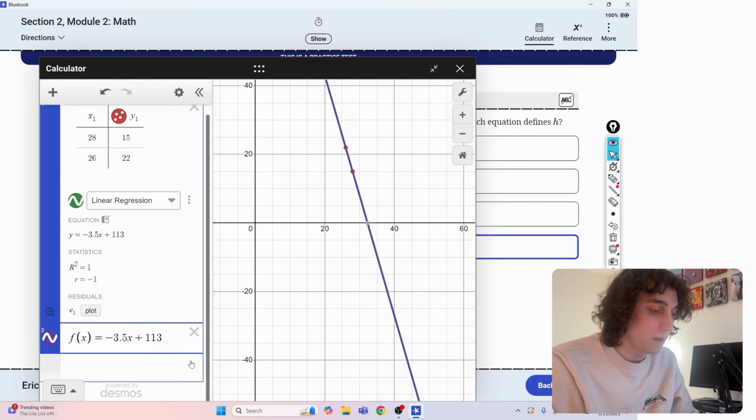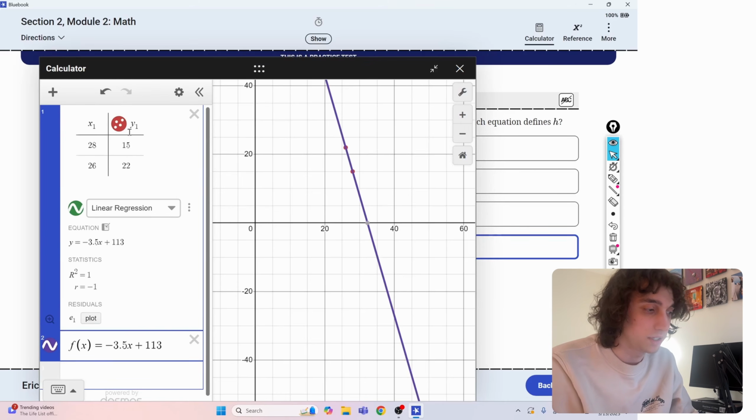Right? This is a very, very powerful tool. You should be comfortable using it. It's going to be more reliable than trying to do all this stuff by hand.